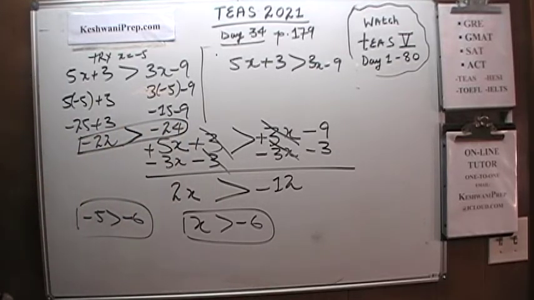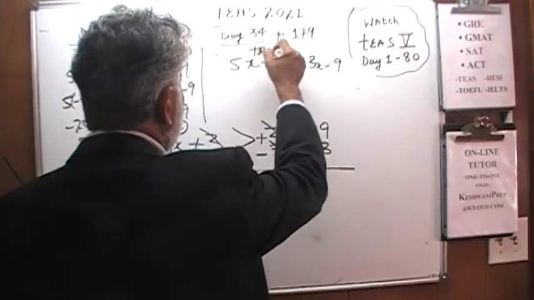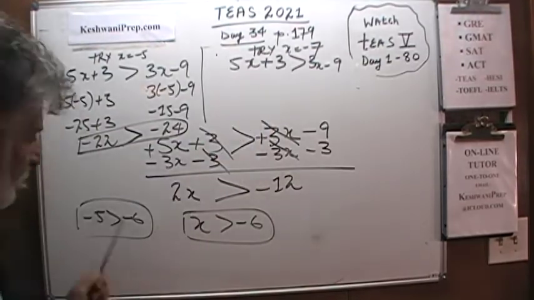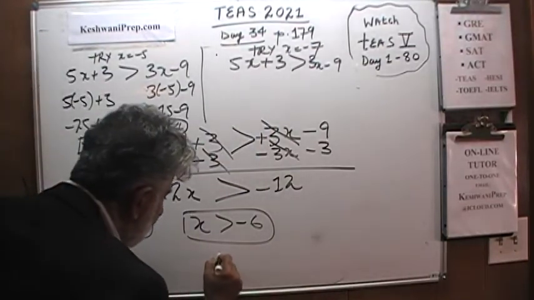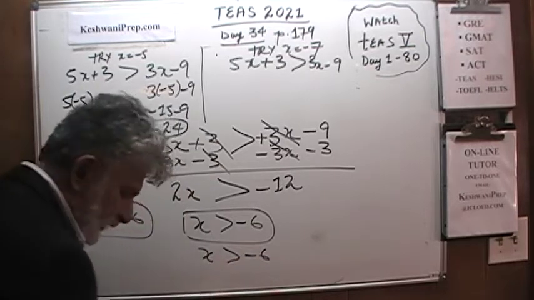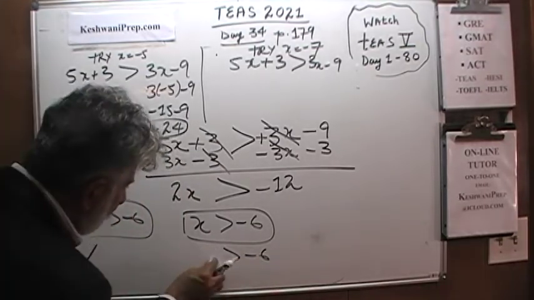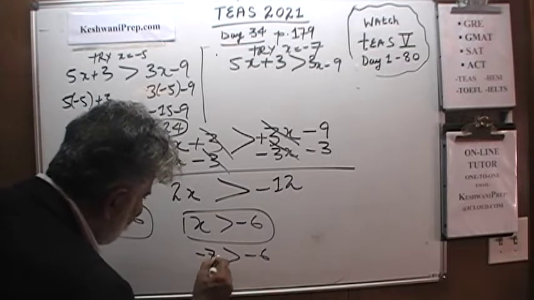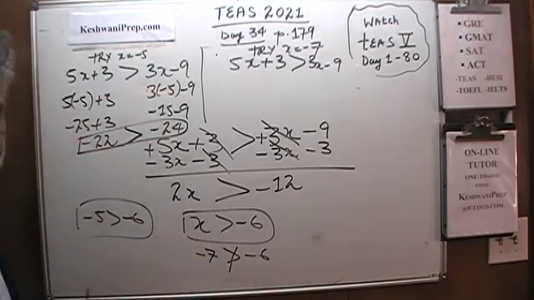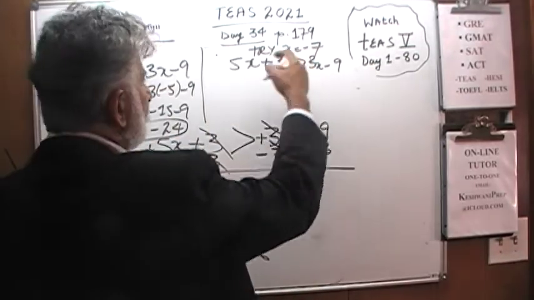It works. On the other hand, had we put in x equal to negative 7, that would not work, because it says x has to be greater than negative 6. If you were to put in negative 7 for x here, it would not work, because negative 7 is not greater than negative 6. That would not work here. I'll show it to you very quickly. Let's put in negative 7 here.